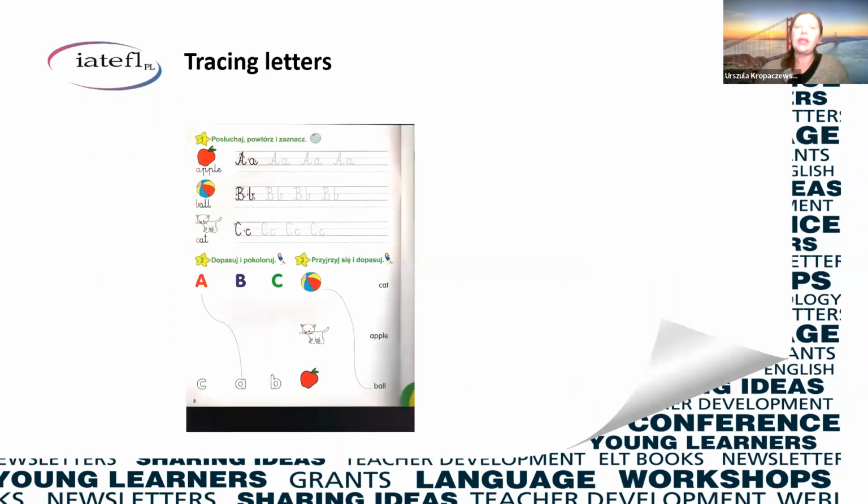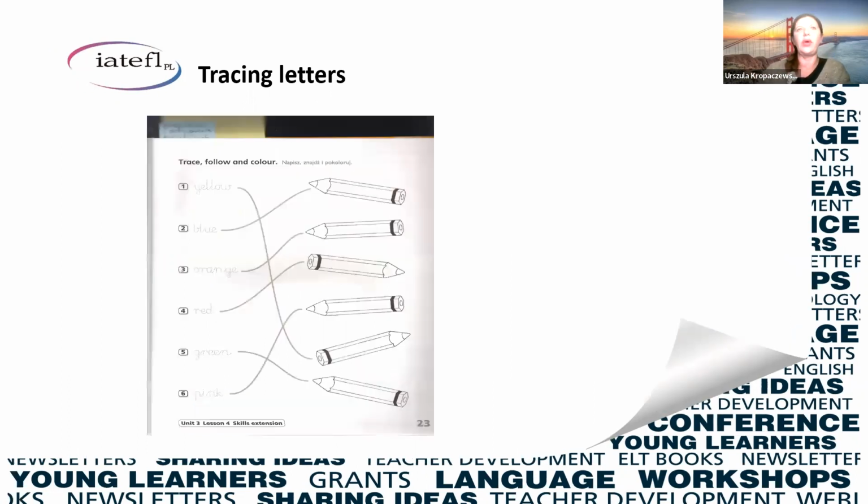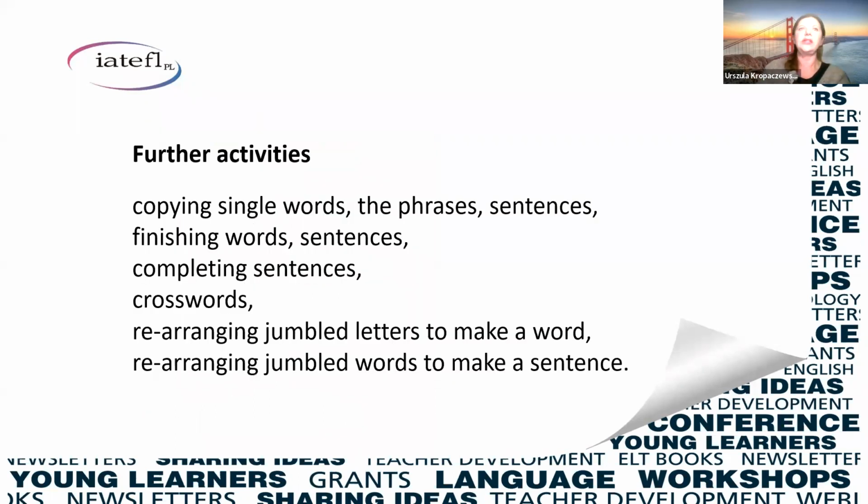Okay, so examples: tracing letters. Of course, we know it, matching with some words. Tracing letters, but now it is connected with writing. So they trace the letter, then they have to match it with a pencil, so then they color the pencil. So we really develop writing skills, and we develop motor skills in that way.